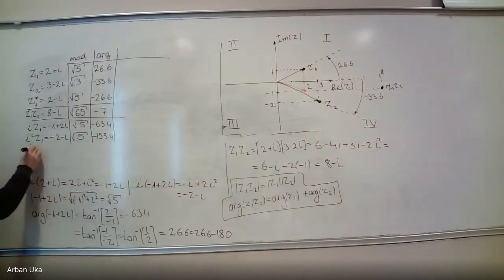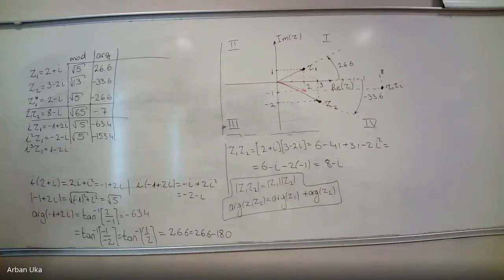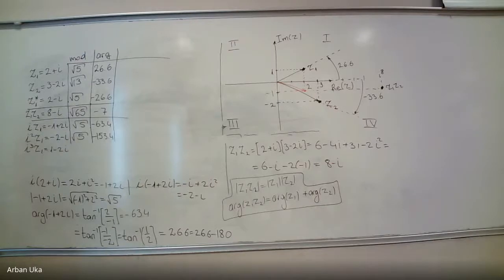We can continue again. We can find i cubed z1. What is i cubed z1? We multiply by i here and we get 1. You can correct me if I'm wrong. This is 1 minus 2i. Is this correct? I think that is true. Yes, this is correct.